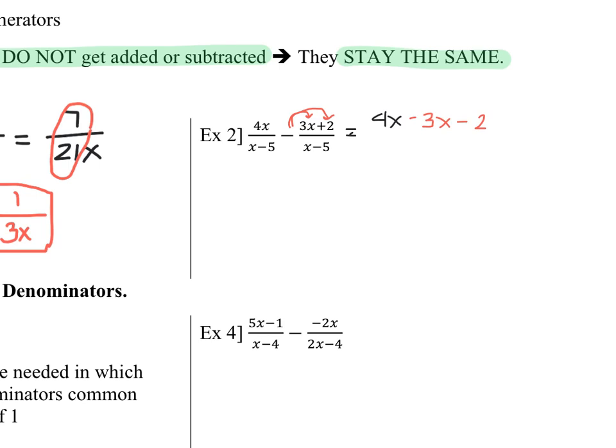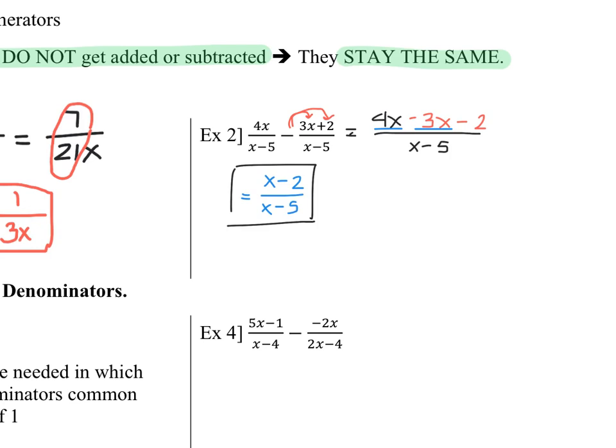You have to make sure you distribute that negative to both things, or all three things if there's 3 of them. Then, once we're here, we're going to collect like terms. So 4x and negative 3x are going to get combined together to make just an x minus 2 over x minus 5. Now, since these are not the same, I can't simplify this any further, so your most simplified version is this. Okay? Those are the two most basic types we have.